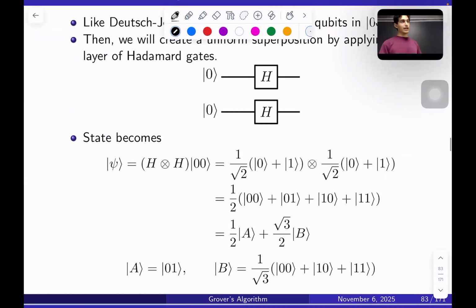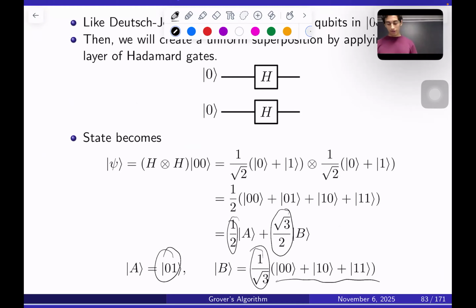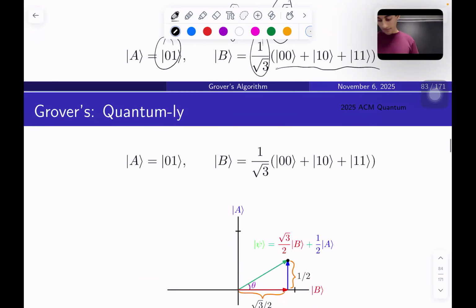And then again, we want to do this rewriting where we write it in terms of A and B. We know that A is 01, so it's going to have a coefficient of 1/2. And then B is 1/√3 times the other 3 vectors added, and the coefficient of B will be √3/2. Make sense? So we're rewriting whatever state we are in the algorithm in terms of these A and B basis vectors.